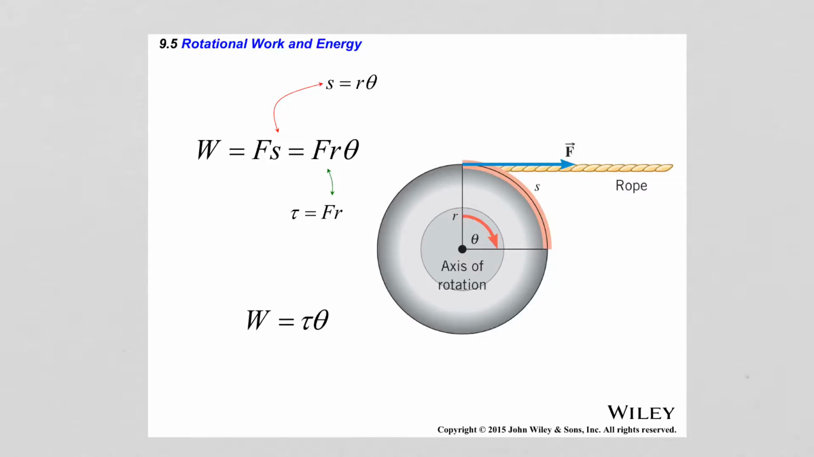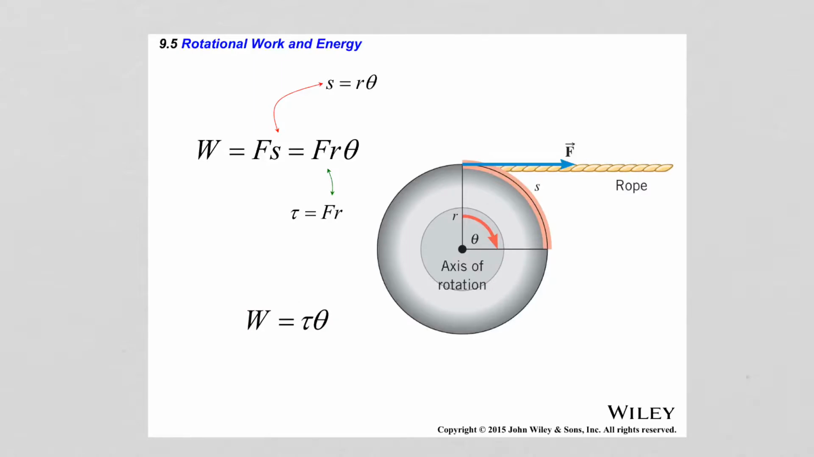So the work done by this force F will be simply equal to the product of the force and the length of arc, so F times S. However, we know that the length of the arc is equal to the radius of this pulley times the angle of rotation. So if I substitute here, that gives me that the work done is equal to F times R times theta. And now, accounting for the fact that F times R is equal to the torque of that force F, I finally get the definition of work in rotation.